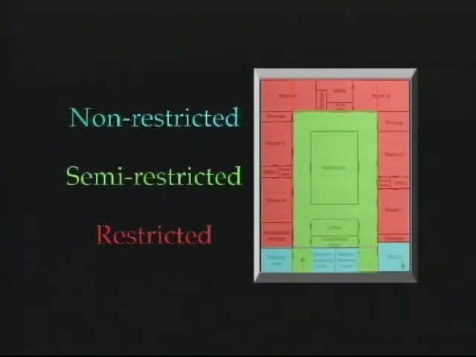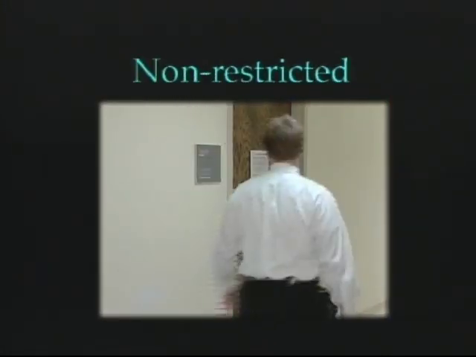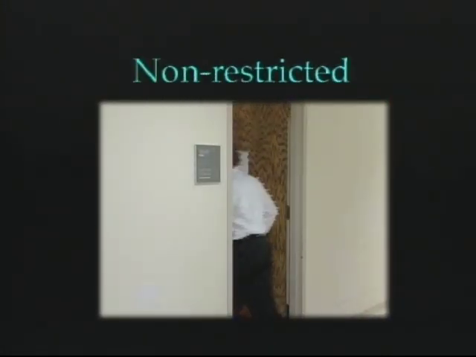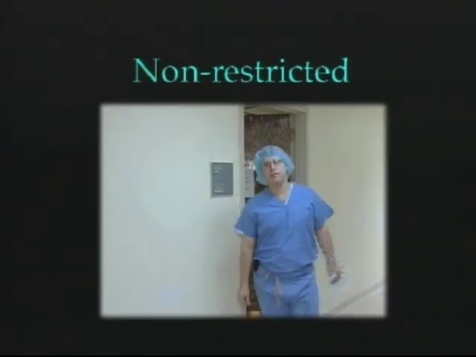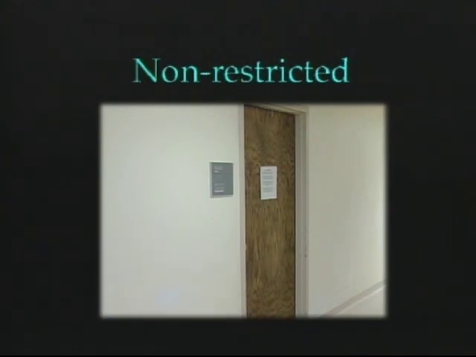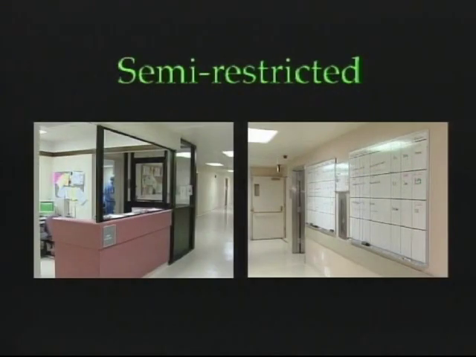Areas of the operating suite include the non-restricted, semi-restricted, and restricted areas. Authorized personnel in street clothes may enter the non-restricted areas of the operating suite. These areas may include the admitting pre-operative holding area, locker rooms, and the post-anesthesia care unit.